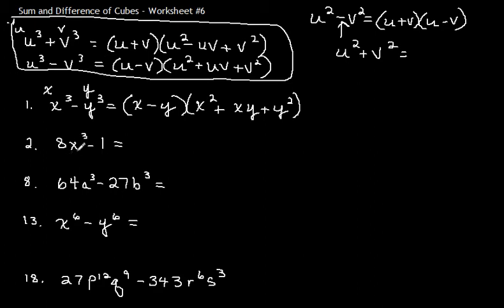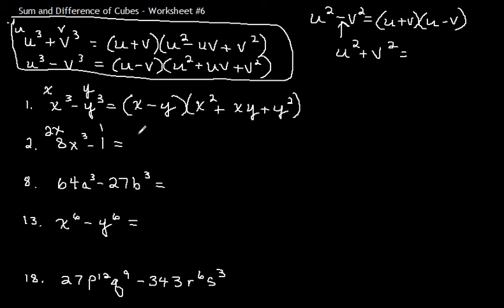Let's go on to this one. This is a difference of two cubes. We would say what times what gives me 8x cubed. Or you could say what's the cube root of 8x cubed. Well, 2 times 2 times 2 gives me 8, and x times x times x gives me x cubed. 1 times 1 times 1 gives me 1. So you just put them in. Wherever there's a u, you put 2x. Wherever there's a v, you put 1. So we're just substituting in for the u's and v's.